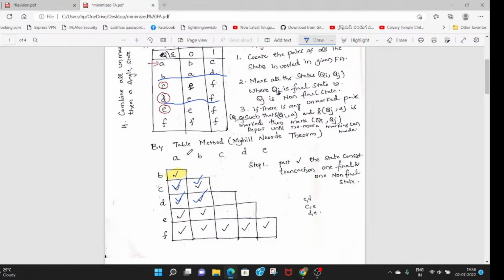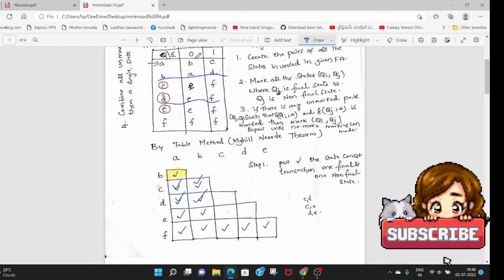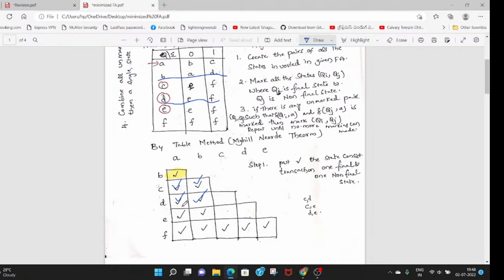And after that, take the combination of A and E. So this is A and this is E. Now I'm having B and E. B is non-final and E is final. So I'll make it a tick mark here.